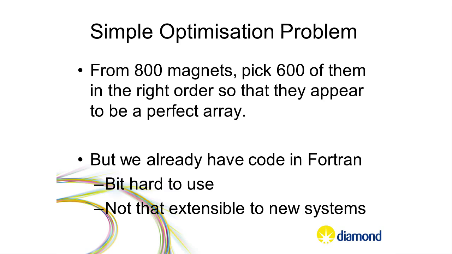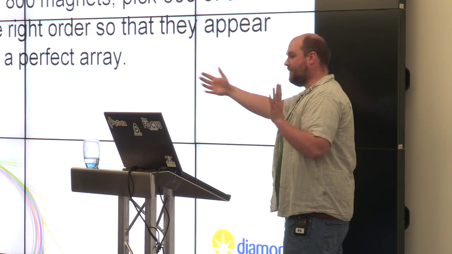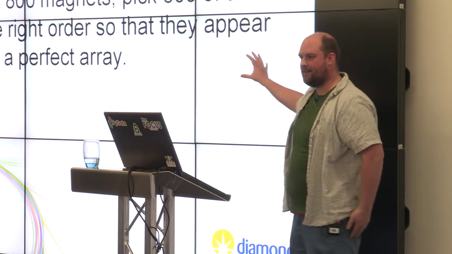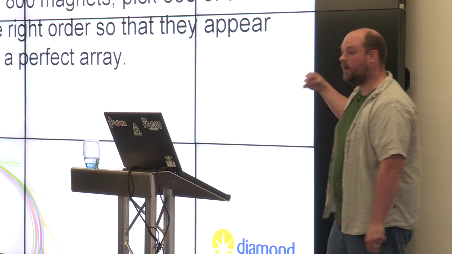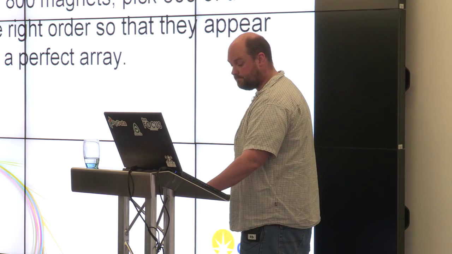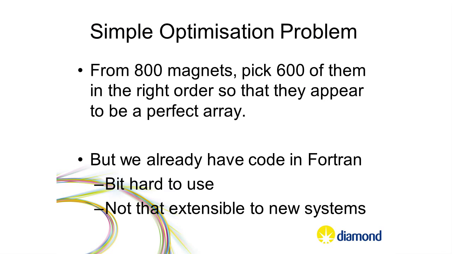So it's a simple optimization problem. You just need to take those 800 magnets, pick 600 of them in the right order, and create a perfect magnet array from it. The only issue is that the range of the magnetic field is quite high, so it actually becomes a really, really complicated problem, which you can use various different optimization techniques to address. One of the plus points was that we had some code in Fortran already. It was a little bit hard to use, and difficult to extend.